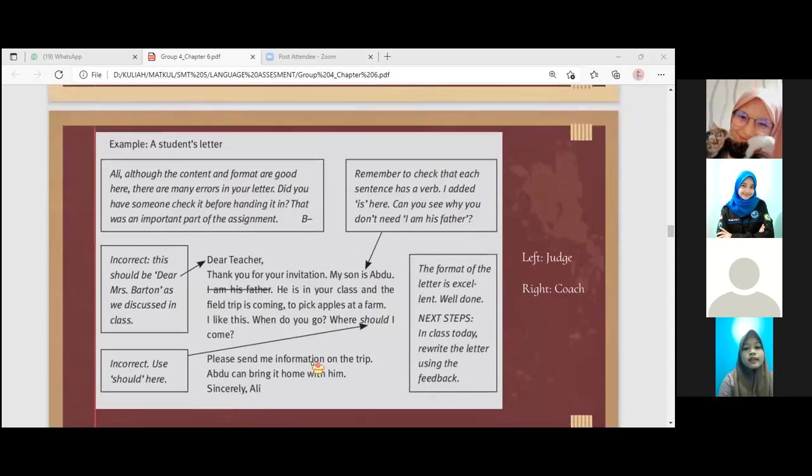Yeah, in this table, in the case, there is a task from the students. This is like a letter writing task. And then on the left side, this is the example of the judge role, and the right side is the example of the coach role of the teacher's feedback. All right, next slide, please.